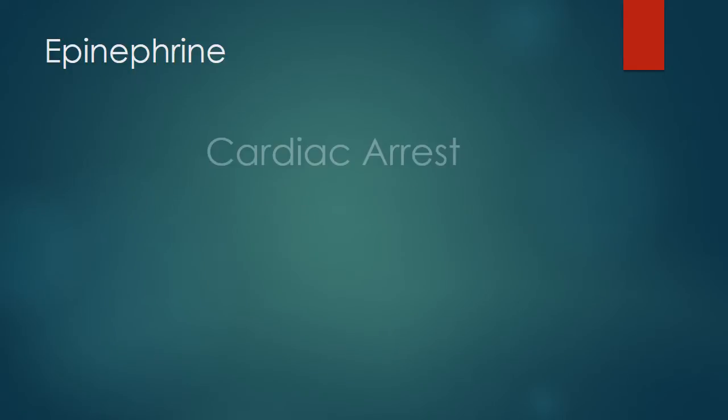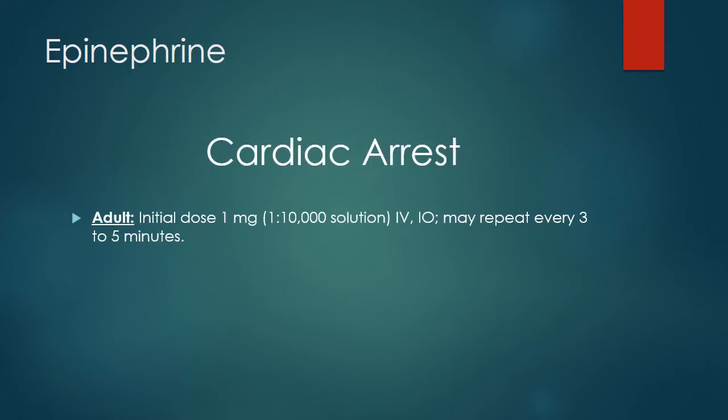Let's talk dosages. In a cardiac arrest, your initial dosage will be 1 milligram of the 1 to 10,000 solution. You can give that IV or IO. You may repeat every 3 to 5 minutes.